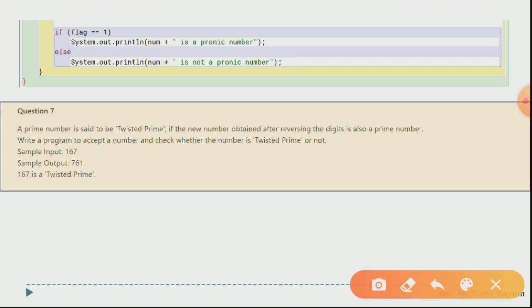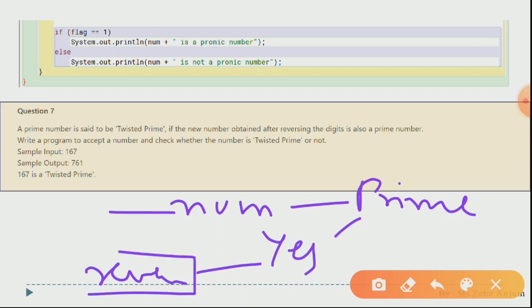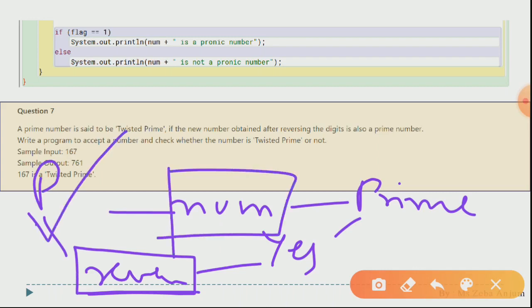Now what it is going to say in the question is that, let us suppose you have entered a number. Firstly you have to check whether this number is prime or not. If yes, then you have to reverse the number and check whether this reversed number is also a prime number or not. If it is also a prime number, then your number is a twisted prime number.